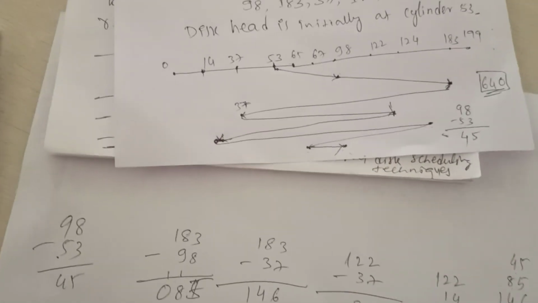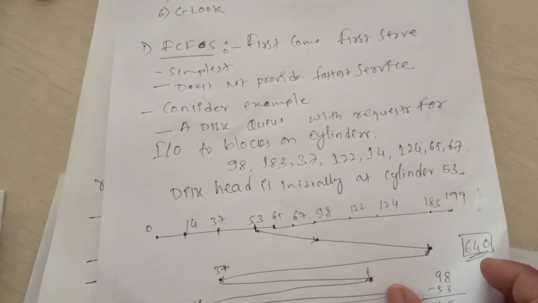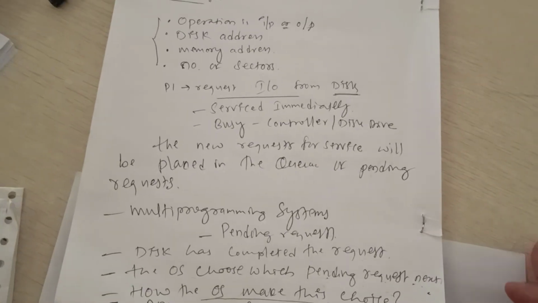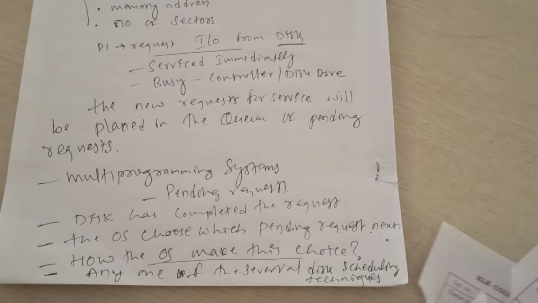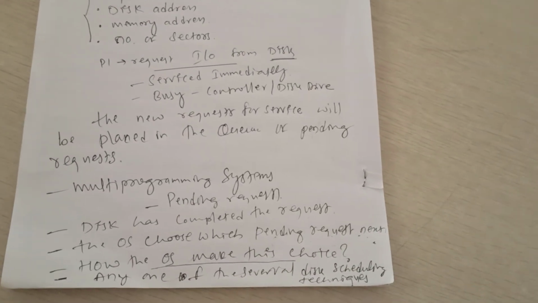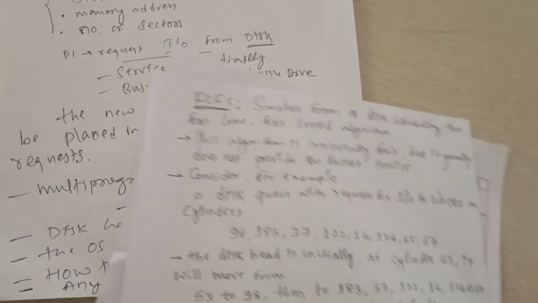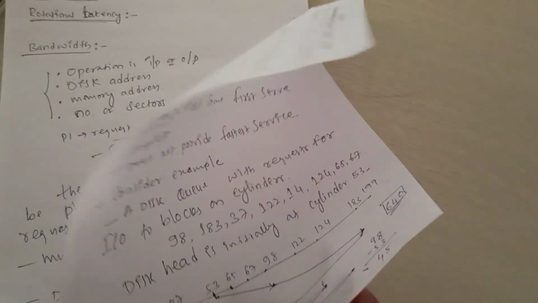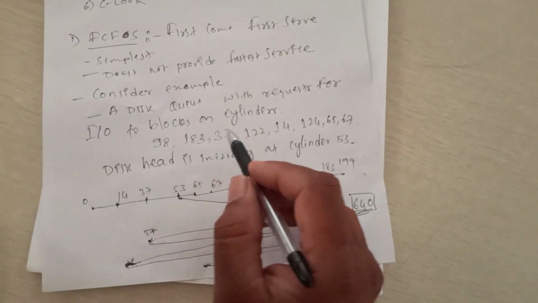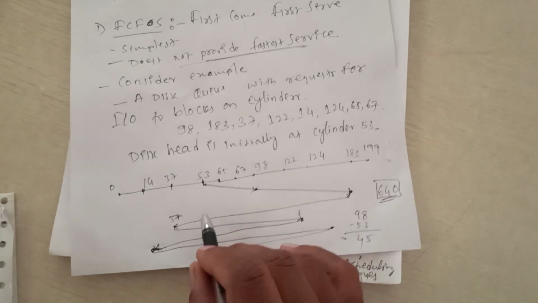Like this way we are going to service the requests by using the disk scheduling algorithm. So this is the first come first serve disk scheduling algorithm. It is simple, but not efficient, because the access time is not improved here. Why is it not improved? Just see one example here. It will not provide the fastest service, meaning the access time is not reduced here.